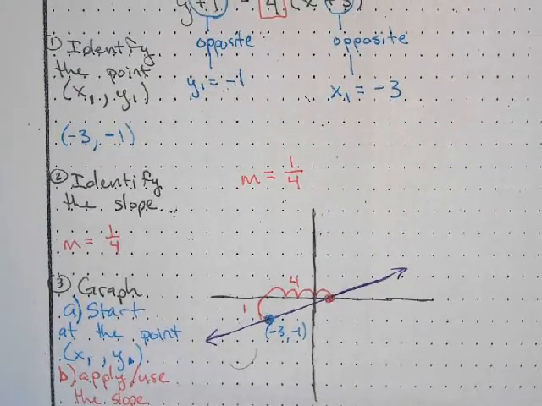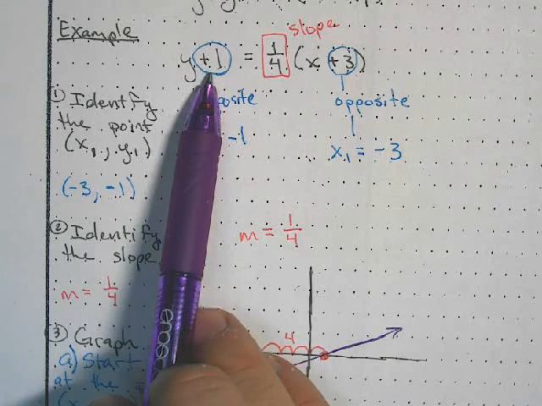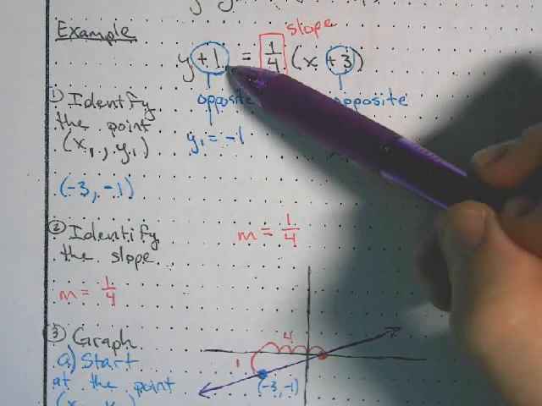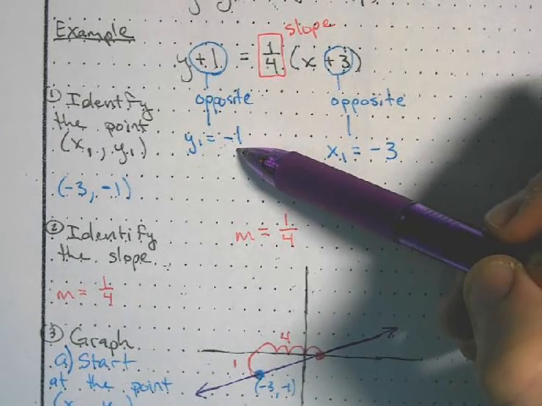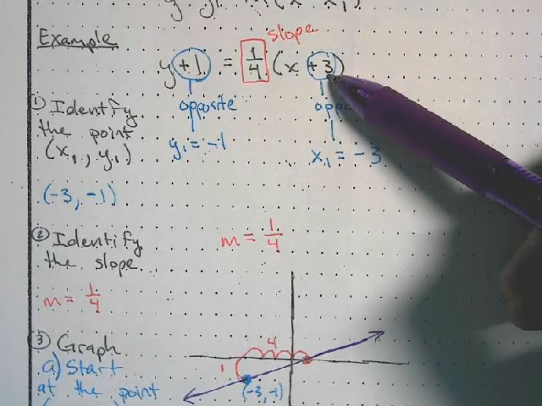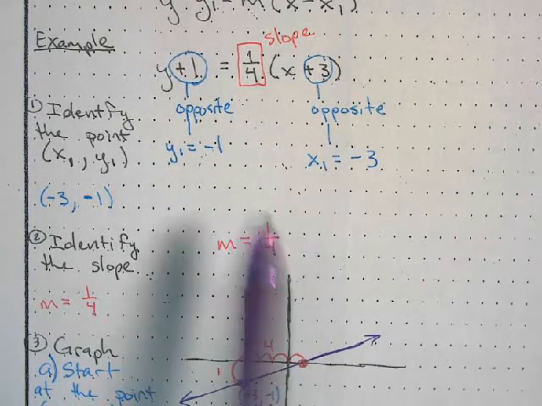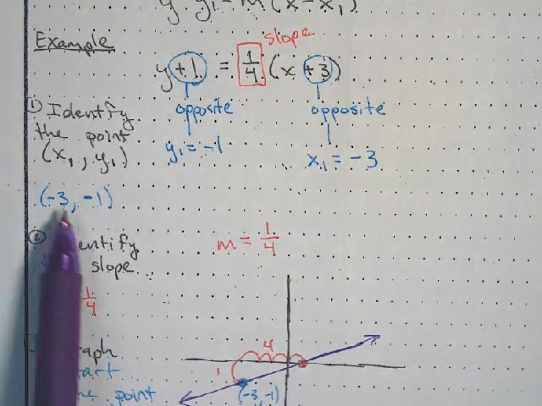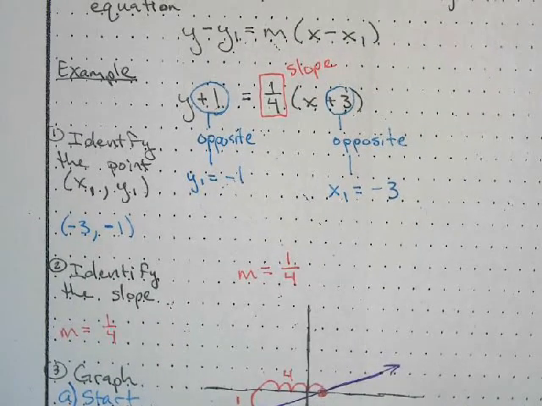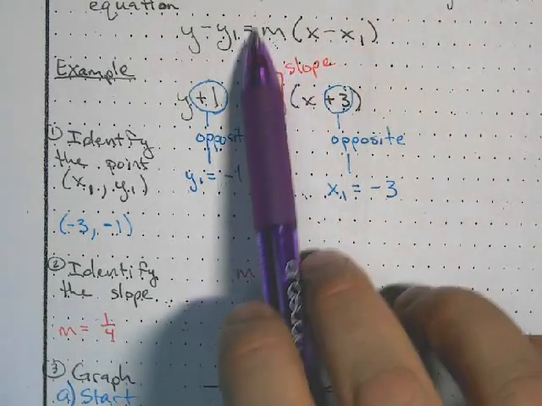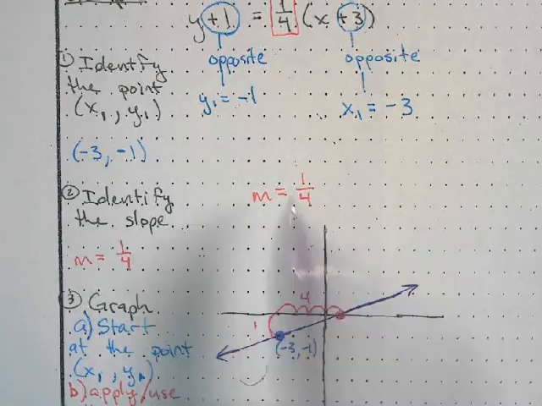So the main things we're looking to do: identify a point, and here's how we identify the point. That's probably the toughest thing to do. We take the opposite of the number next to our y, there's our y1. y1 is -1. We take the opposite of the value attached to the x, so the opposite of +3 is -3, there's our x1. So we've identified x1 as -3 and y1 as -1. The next thing we did is identify our slope. Our slope is the number out in front of the parentheses, that m value. We identified that as 1/4, and wrote m equals 1/4.